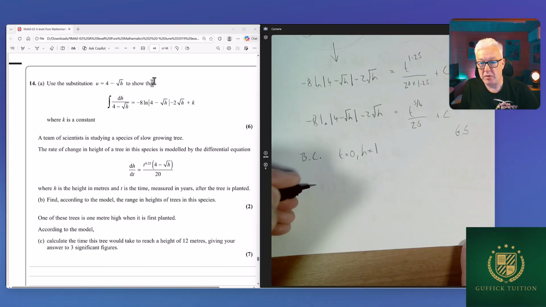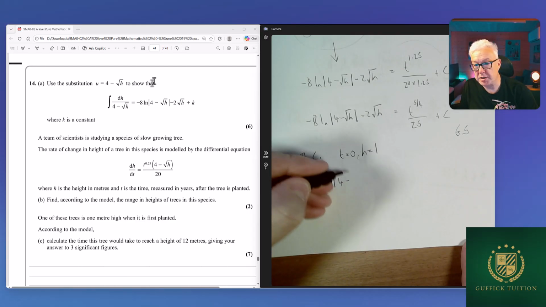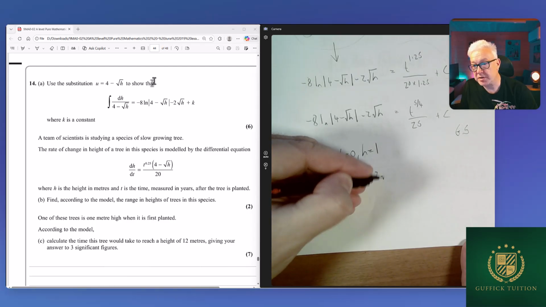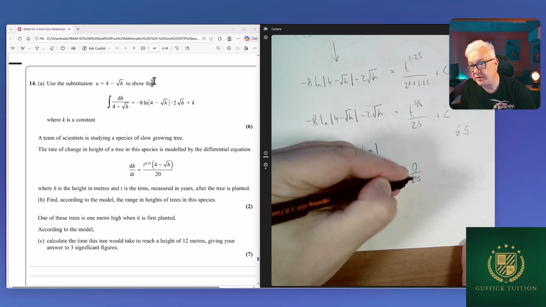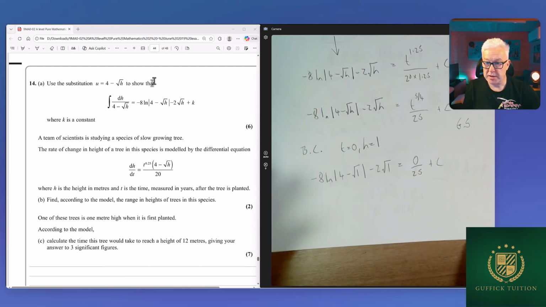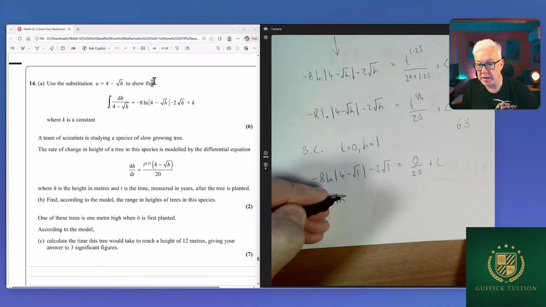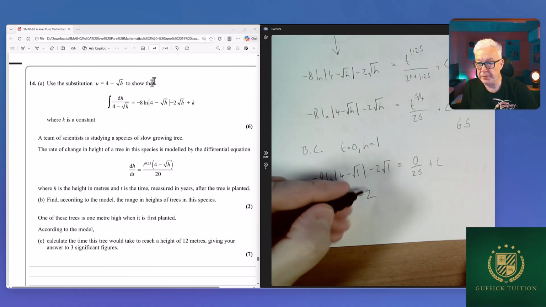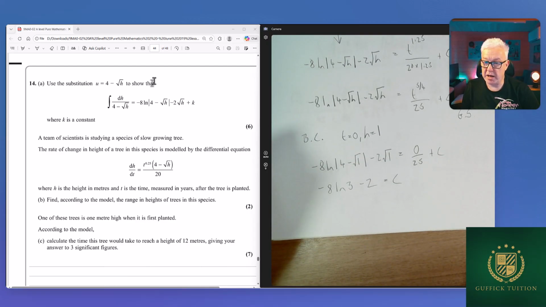So we're going to have now minus 8 ln modulus of 4 minus root h, which is root 1, minus 2 times the root of 1 is equal to time is 0 over 25 plus c. So let's see what that gives us. That gives us minus 8 ln 4 take away 1 is 3, minus 2 times 1 is just 2, is equal to c. So we've got that our constant is now minus 8 ln 3 minus 2.